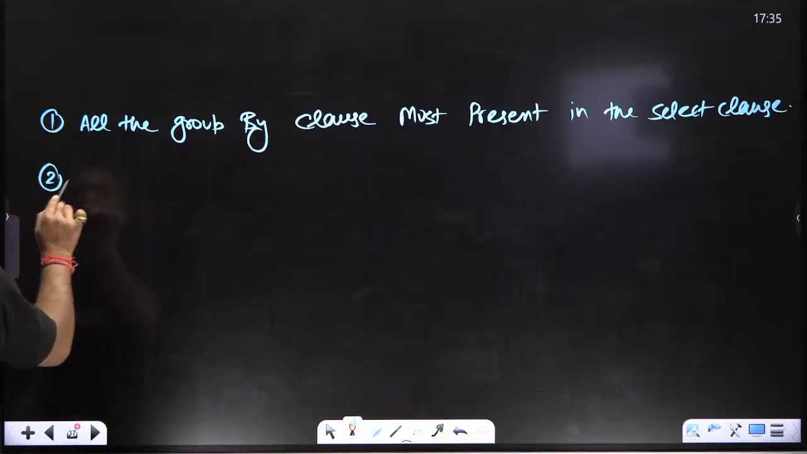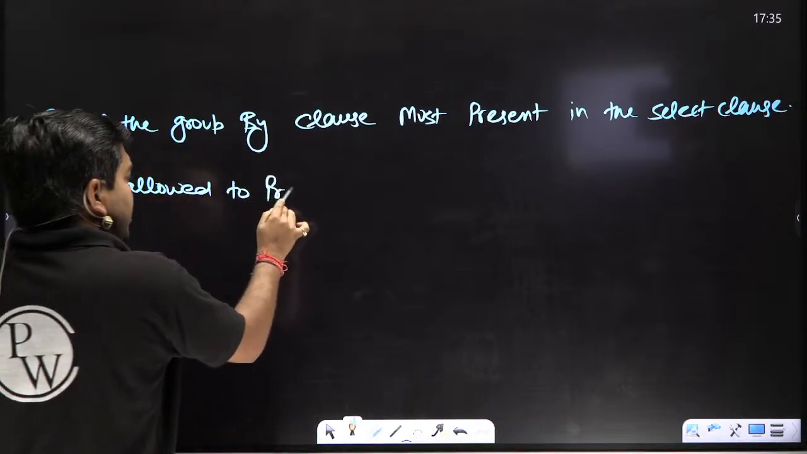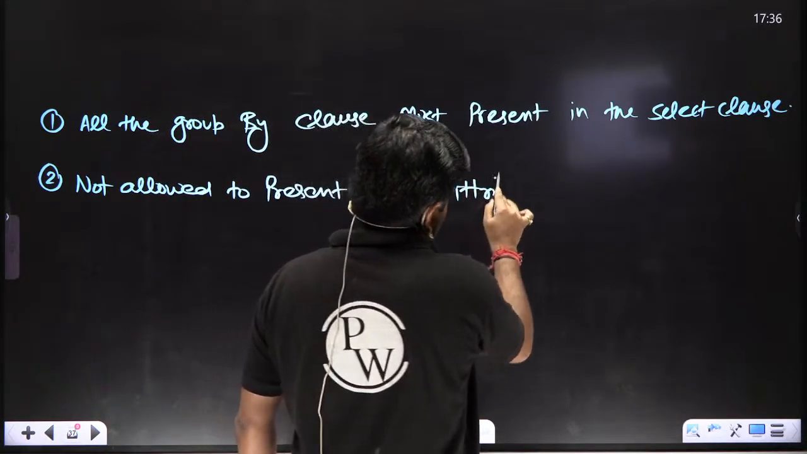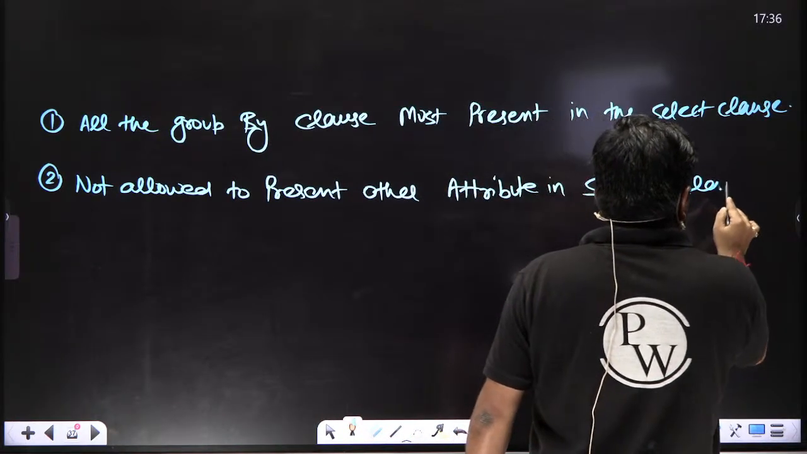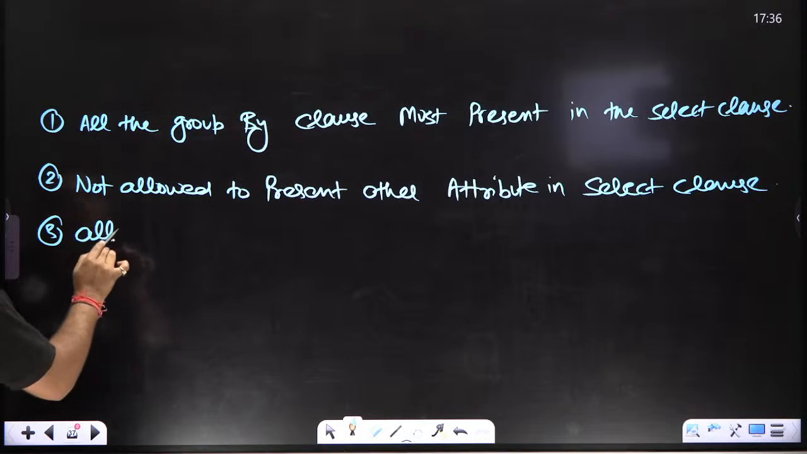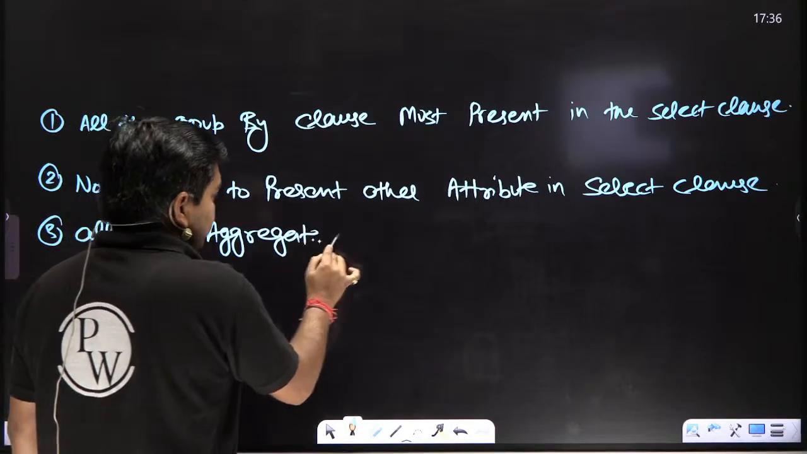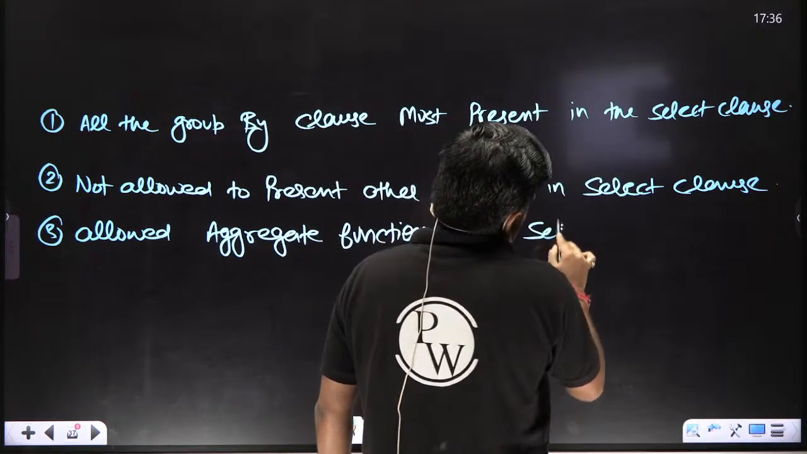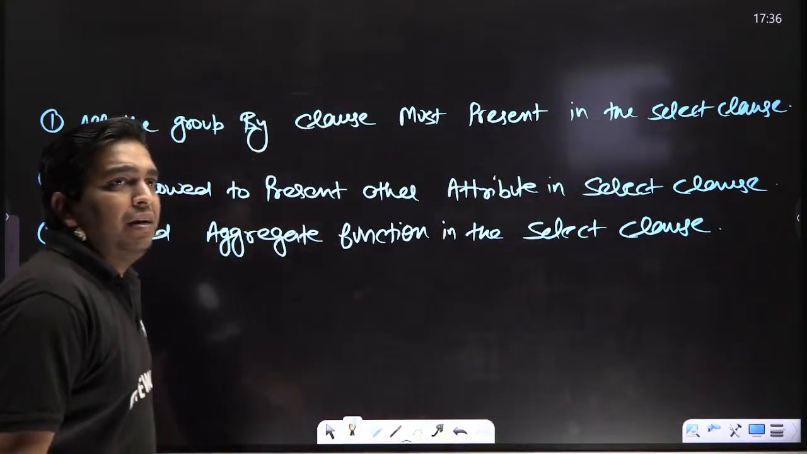Second point, not allowed to present other attribute in select clause. Third point, allowed aggregate function in the select clause. Sir, what do you want to say? For example, my dear, listen, Sam, just wait.